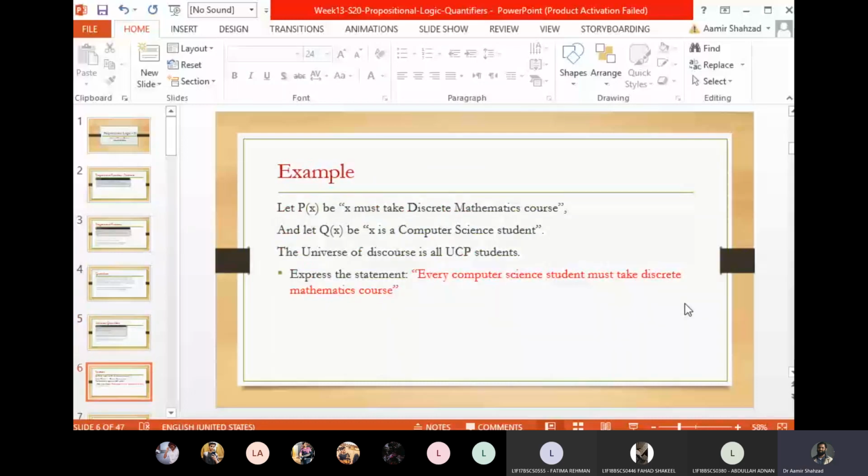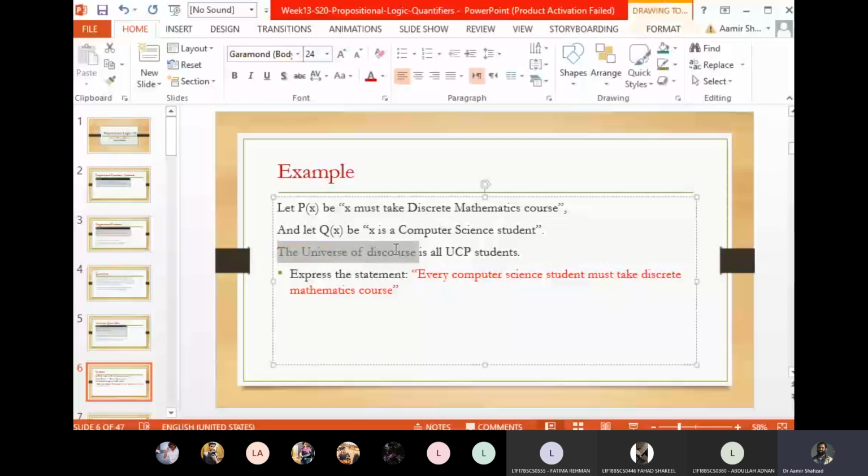Let's look at some example. So suppose we have a statement p of x. So x must take discrete math course. X is student. So rather we make it more precise, our universe of discourse, our x is all UCP students. All students in UCP is x. So we can pick any element from UCP students and we call it x. So p of x statement क्या है कि a particular student x must take discrete math course.